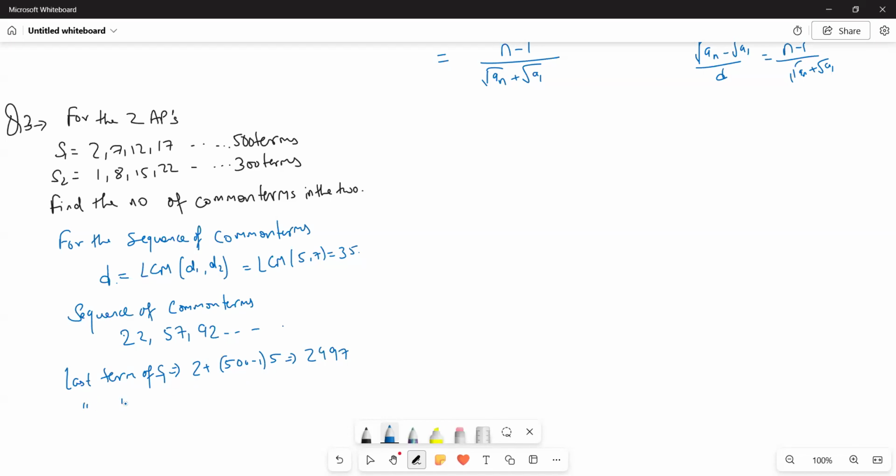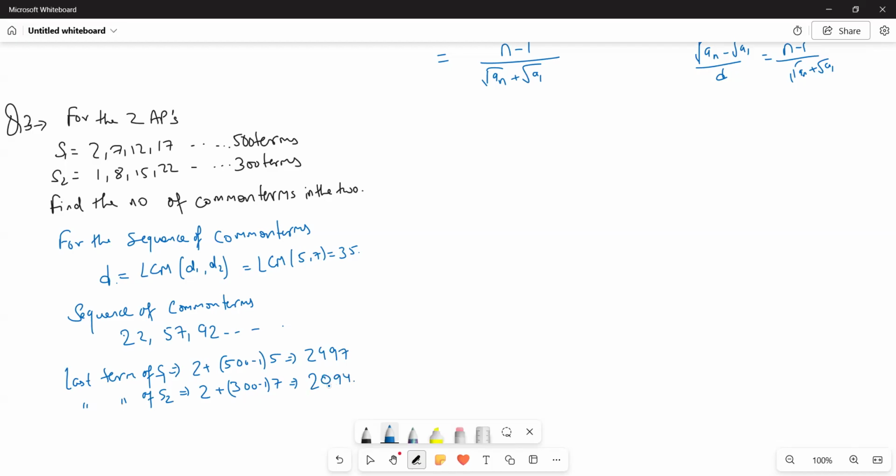And then we find out the last term of S2. So that'll be 2 plus 300 minus 1, and for this the D is 7. So this would come out to be 299 times 7 plus 2, 2094.